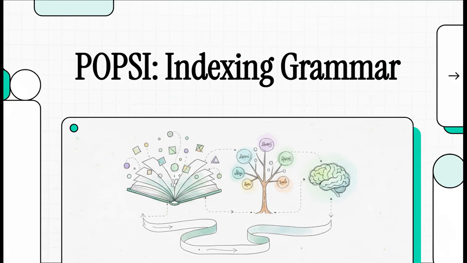Hello, and welcome. Today, we're going to pull back the curtain on a really cool system called POPSI. That stands for Postulate-Based Permuted Subject Indexing. I know it's a mouthful, but think of it like this. It's basically a universal grammar for organizing information, a super logical way to find exactly what you're looking for.